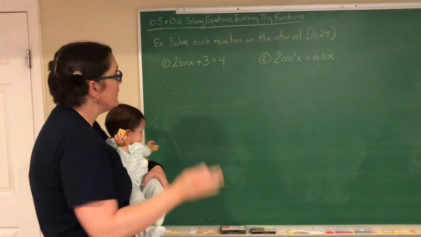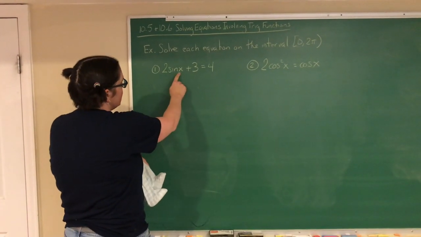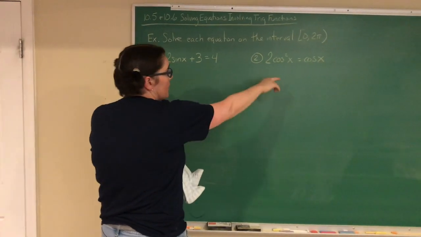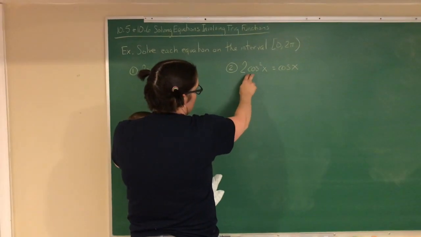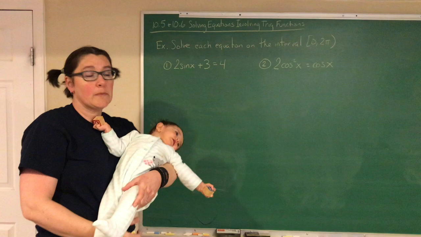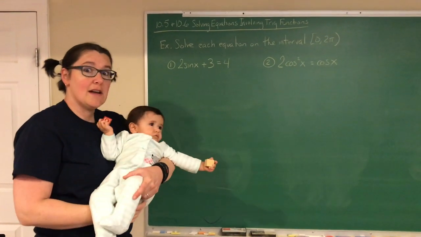So when we try to solve each equation, what we're trying to do is find an x value that makes the left side equal to 4. Or over here, we're trying to find an x value that makes 2 cosine squared of x equal to cosine of x. Okay? So again, equations, but these are not identities.